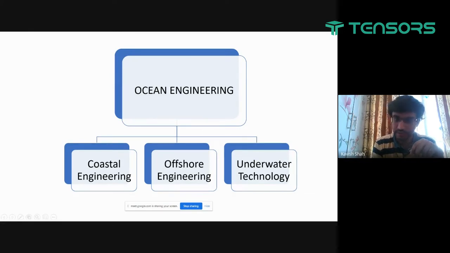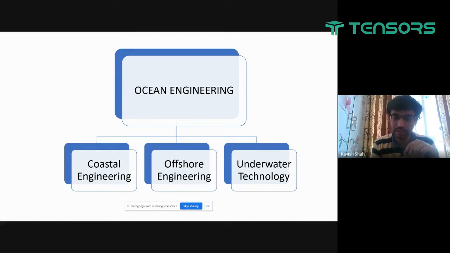Offshore engineering is, as it implies by the name, offshore. That is engineering of the structures which lie inside the ocean, which are not on the coast. Coastal structures and offshore structures serve a similar purpose, but they are very different in design, because in the ocean there are constant waves, high tides, and low tides, and we have to factor in all those things while constructing an offshore structure. All that comes under offshore engineering.